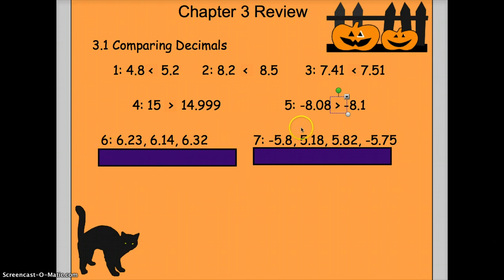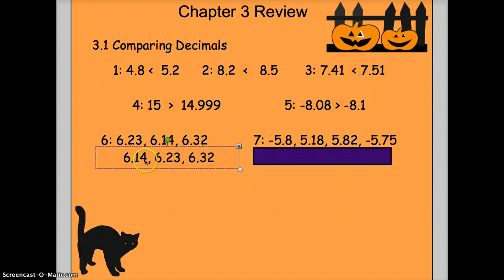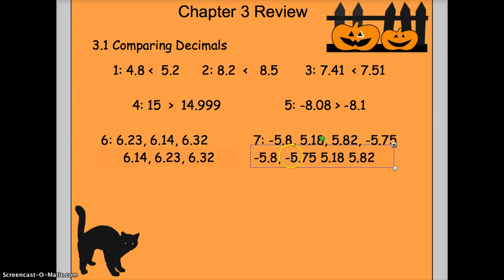Okay, problem number 6 and 7, you should be putting them in order from least to greatest. So let's take a look and see how you did. 6 and 14 hundredths, 6 and 23 hundredths, 6 and 32 hundredths. Problem number 7, watch out, we have some negatives. Of course, those need to come first. And again, negatives are backwards. So negative 5 and 8 hundredths, negative 5 and 75 hundredths, negative 5 and 8 tenths, negative 5 and 75 hundredths, 5 and 18 hundredths, and then 5 and 82 hundredths. Okay, so hopefully that should have been pretty easy for you.